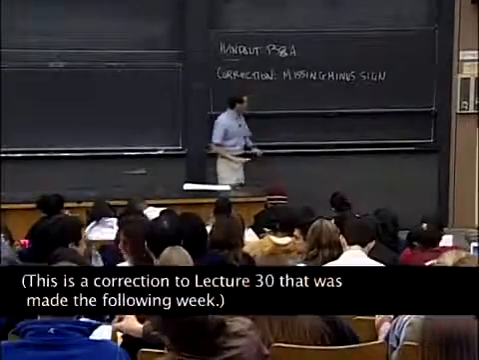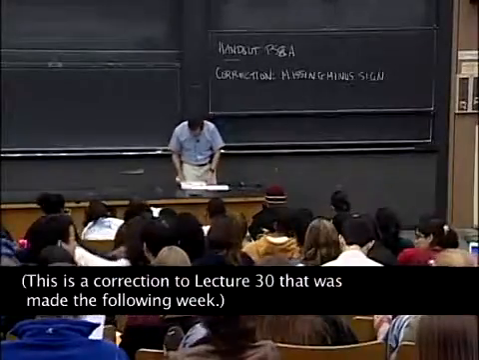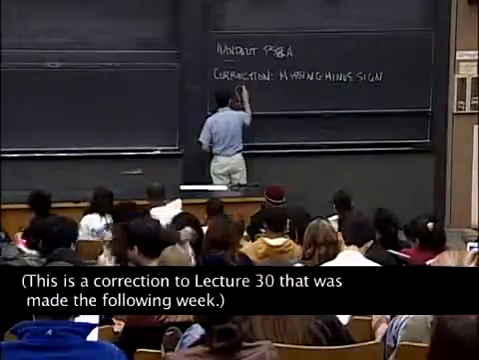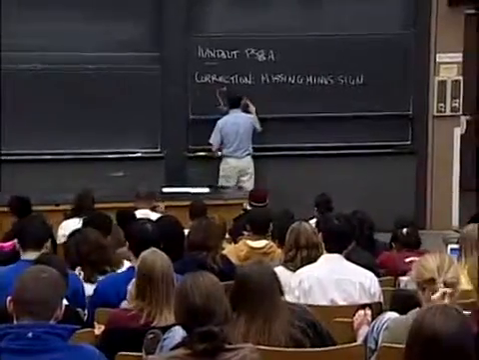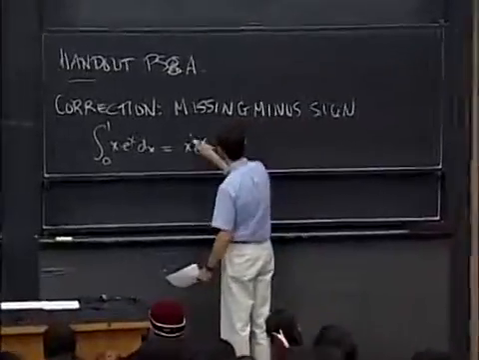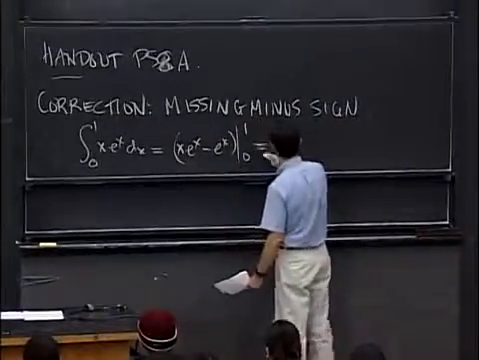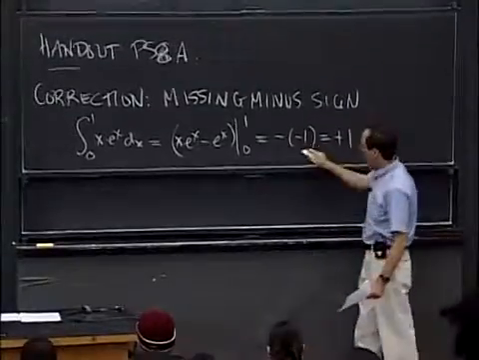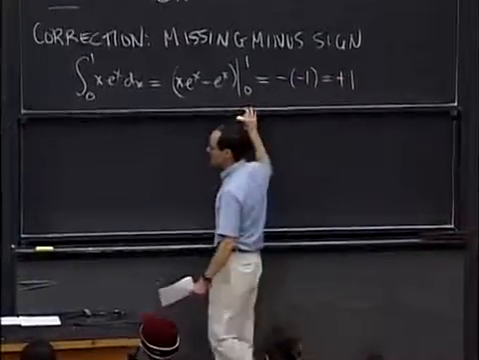All right. The correction is that there was a missing minus sign last time. When I integrated from 0 to 1 x e to the x dx, I had x e to the x minus e to the x, evaluated at 0 and 1, and that's equal to plus 1. I was missing this minus sign.